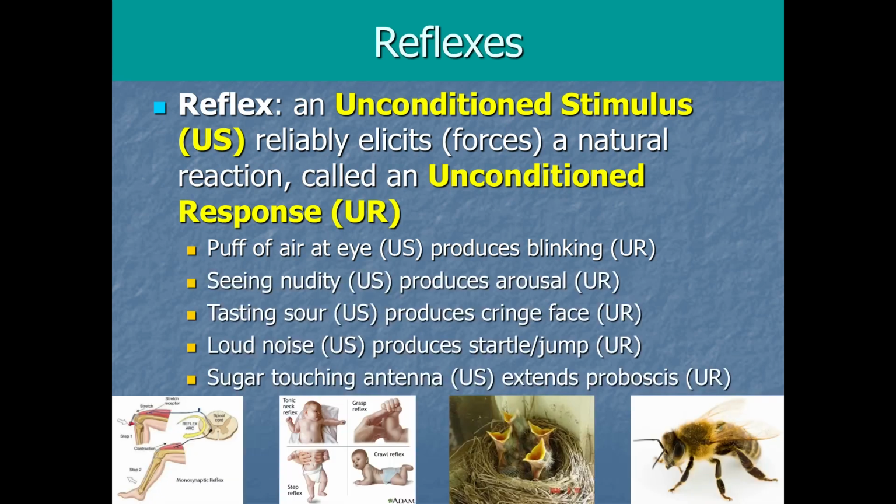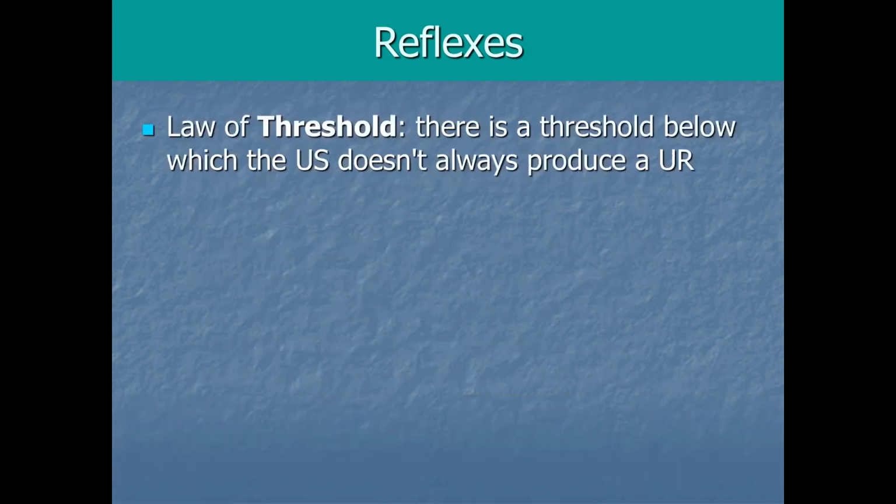Other reflexes might be things like seeing nudity of the body type you're attracted to, that would be the US, produces arousal, which is the unconditioned response. Or tasting sour produces a cringe face as a response, right? A behavior that comes afterward. Or a loud noise stimulus might produce a startle or jump sort of response. Or if you're a bee, sugar touching your antenna is a stimulus that might automatically make you extend your proboscis in response. So these are examples of reflexes. Notice that it's always a US eliciting a UR.